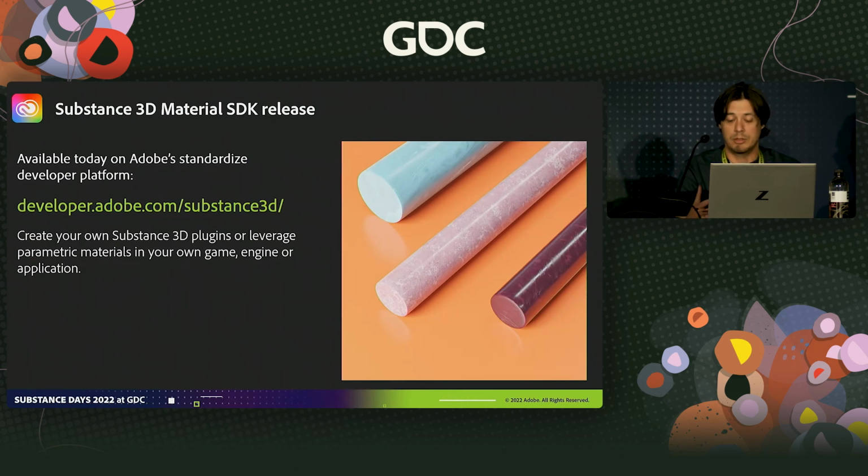It's going to help the community. We're going to have new tools based on what you have and what you want to create. So again, we're just thrilled to see what you guys do with this. So again, you can just go out, grab the Material SDK release, and it's there. Create your own Substance integrations.